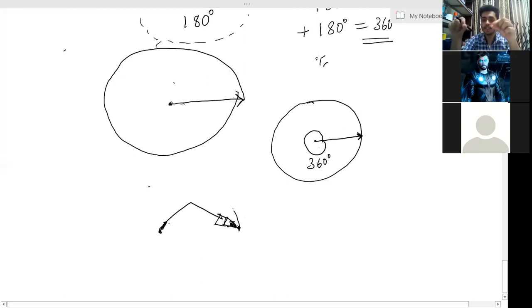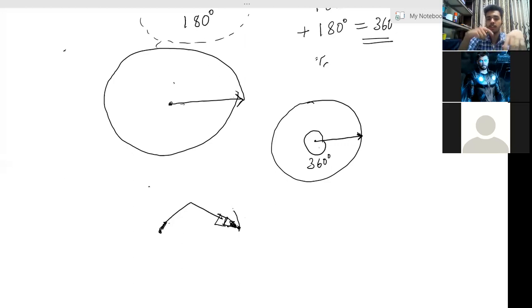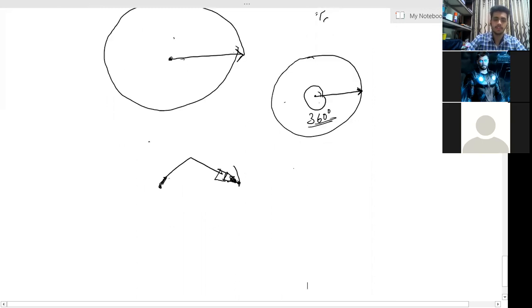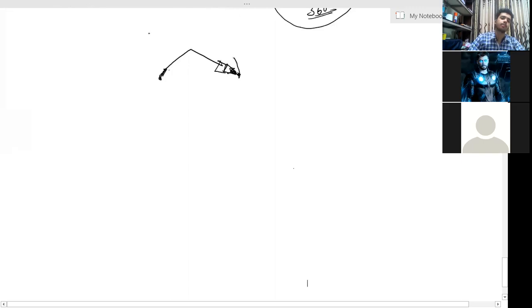That is nothing but a ray. You're making a ray, and you're rotating that ray, till you get a circle, till it comes back to the same position. That is 360 degrees. So remember, a circle is always 360 degrees. That is about circles.